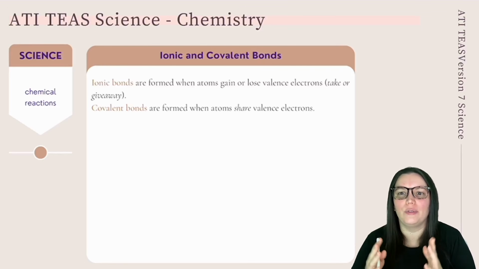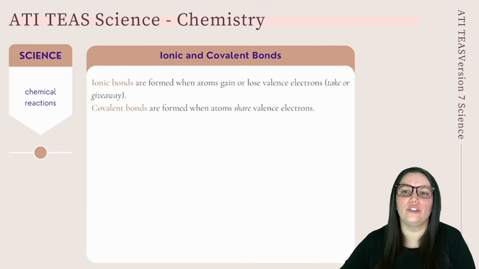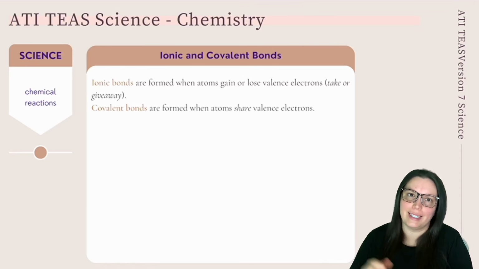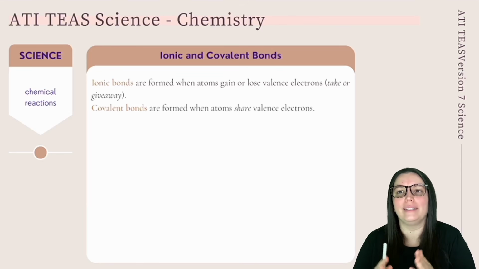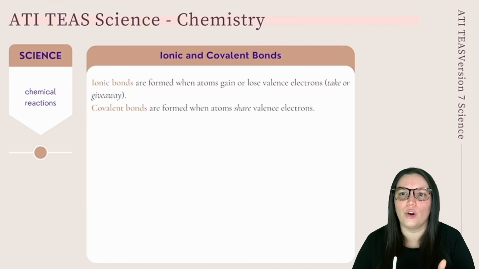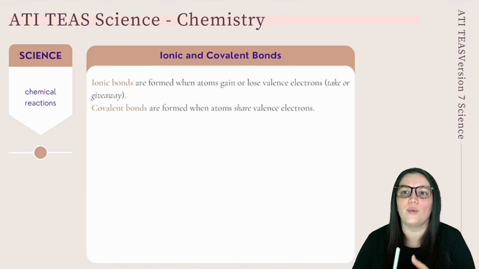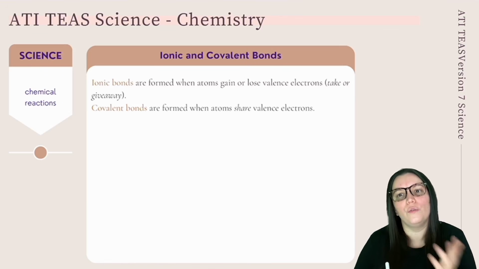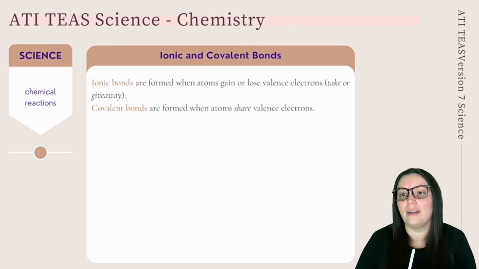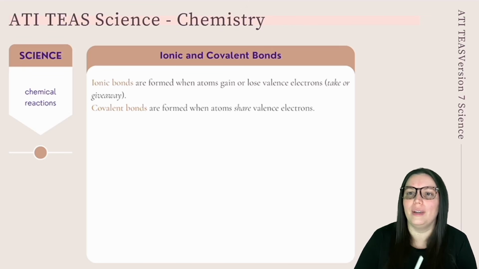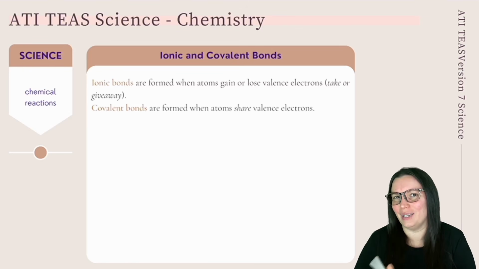And just a reminder in regards to ionic and covalent bonds, these are the 2 different types of bonds that you are going to see. Ionic bonds are formed when atoms gain or lose valence electrons. They're either taken or they're given away. And covalent bonds are formed when atoms share valence electrons. Ionic bonds are usually formed between a metal and a nonmetal. So for example, sodium and chlorine form ionic bonds. Whereas covalent bonds are usually formed between 2 nonmetals. So for example, carbon and oxygen form a covalent bond.